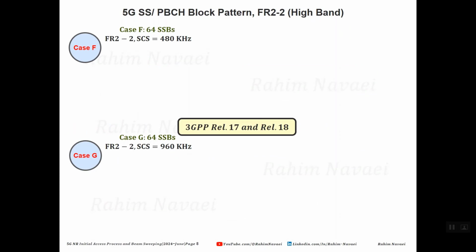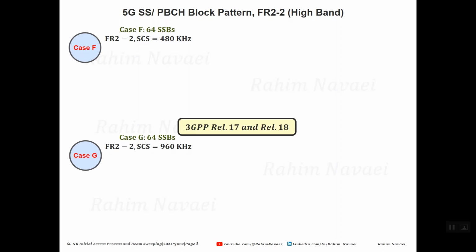3GPP introduced the subcarrier spacings of 480 kHz and 960 kHz in release 17. In release 18, 3GPP expanded on the use cases related to these 2 new subcarrier spacings. For this purpose, 3GPP specified SSB patterns F and G in release 17. Both SSB patterns, I mean pattern F and G, support the transmission of maximum of 64 synchronization signal blocks.